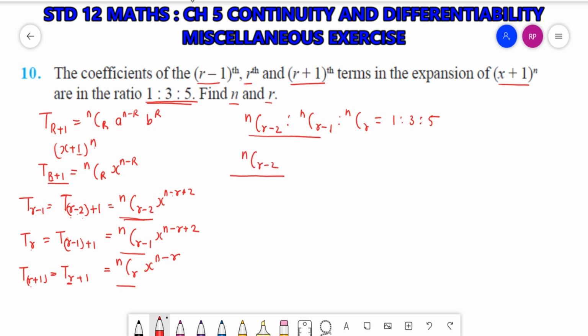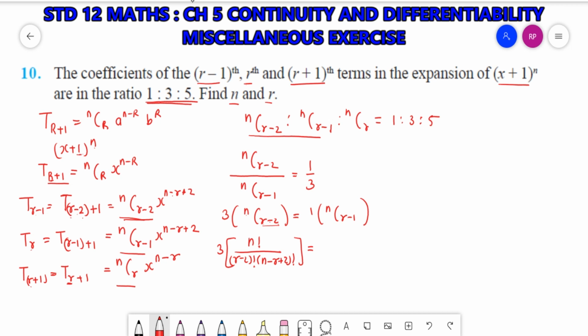nCr-2 upon nCr-1 is equal to 1 by 3. Okay, so let's cross multiply. 3 into nCr-2 equal to 1 into nCr-1. Now solve it. n factorial upon (r-2) factorial into (n-r+2) factorial is equal to nCr-1, that is n factorial upon (r-1) factorial into (n-r+1) factorial.